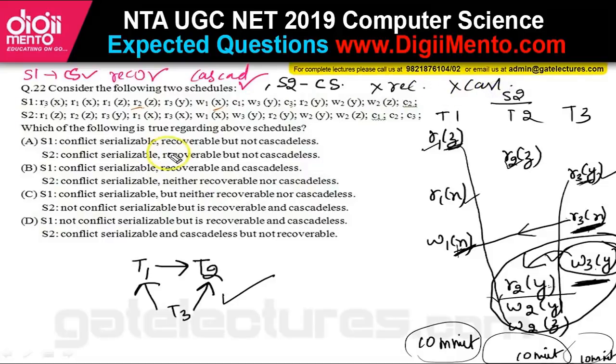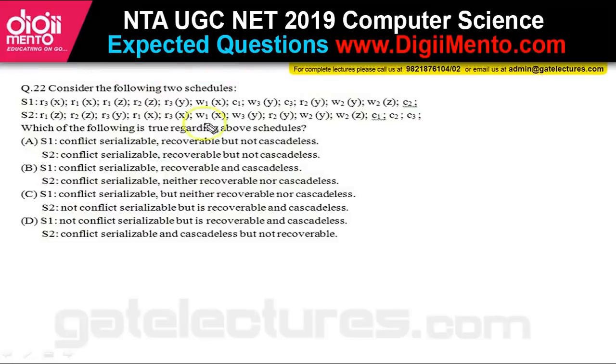Okay, so let's see which option matches. B says it is conflict serializable, recoverable and cascadeless. So B is the right answer here. Why? Because only option B says S1 is conflict serializable, recoverable and cascadeless, while S2 is conflict serializable, neither recoverable nor cascadeless. Okay, I hope you understood the question.